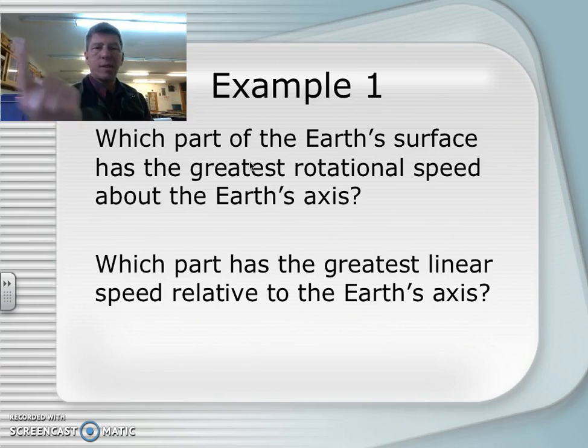because they spin once every 24 hours. No matter where you are on Earth, a day is 24 hours long. The second part of the question says, which part has the greatest linear speed relative to the Earth's axis? And the answer there is some spot on the equator of the Earth, because it's traveling in a circle with the greatest circumference. If you're closer to the North Pole, you're spinning in a circle that has a much smaller circumference.